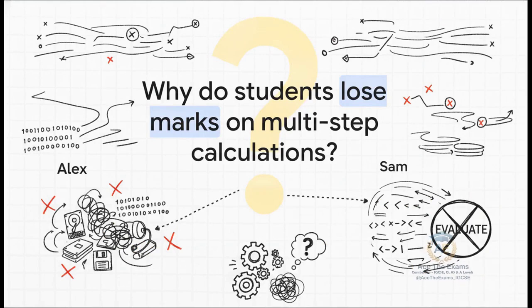Okay, let's dive into this first massive hurdle. Have you ever stared down a 6 or 8 mark question on file processing, watched the clock ticking, and felt entirely overwhelmed? Multi-step calculations and extended responses are notorious for absolutely destroying grades. To show you why, I want you to picture 2 hypothetical students, let's call them Alex and Sam, taking a real Cambridge past paper question on file handling.